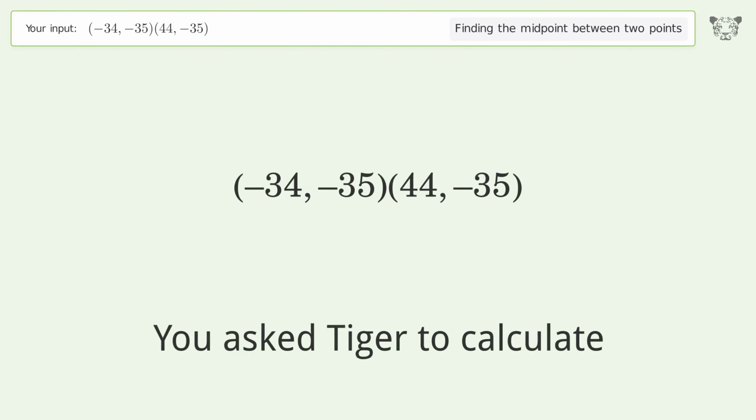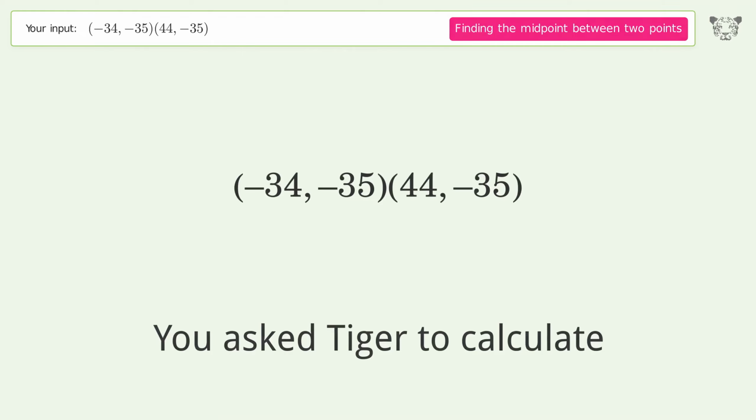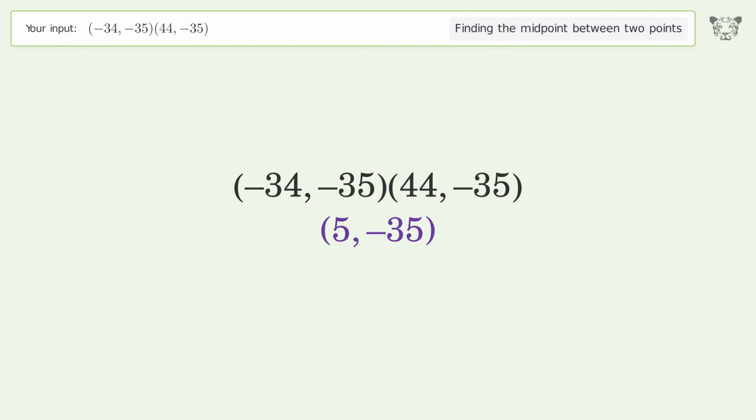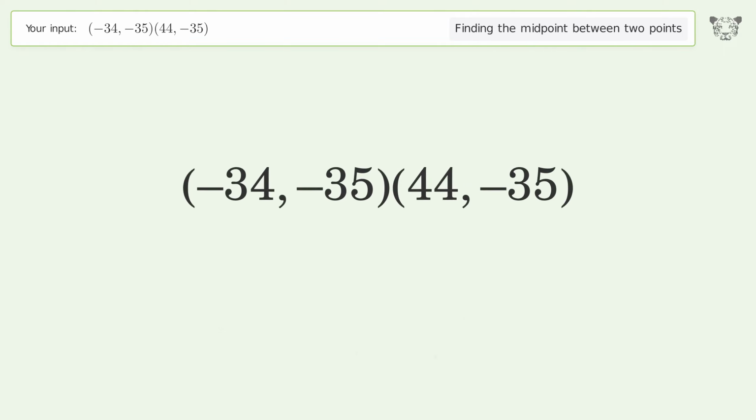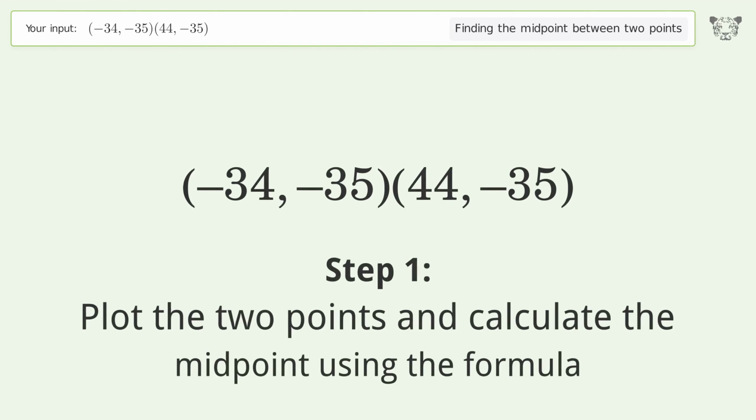You ask Tiger to calculate. This deals with finding the midpoint between 2 points. The midpoint between the 2 points is 5, -35. Let's solve it step by step. Plot the 2 points and calculate the midpoint using the formula.